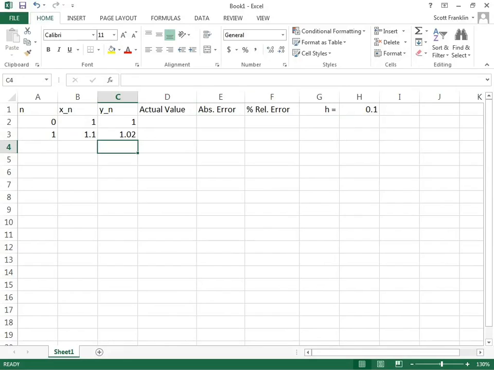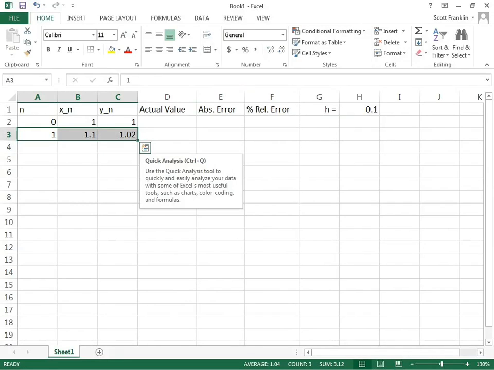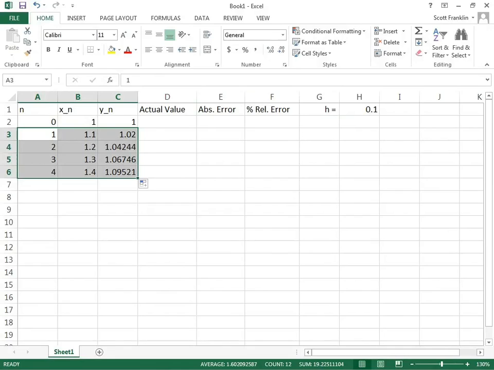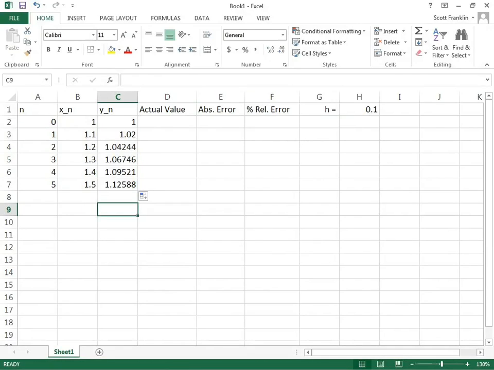So before I add these new columns, let's just go ahead and do what we did before. If you select and highlight that entire row, those 3 cells we just made, because they're all designed now with our absolute and relative cell referencing, if I drag this down, it's going to fill that up just the way that I want it to. In fact, I'm going to go all the way down to row 7, that is n equals 5, and I will have my approximate value. 1.12588 is the approximate value of my function at that point.